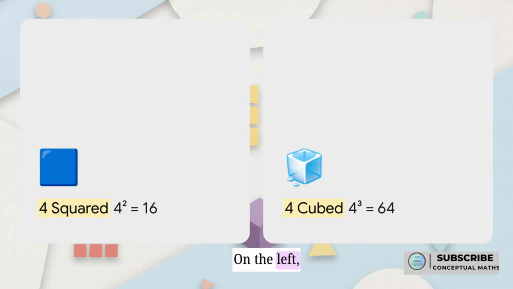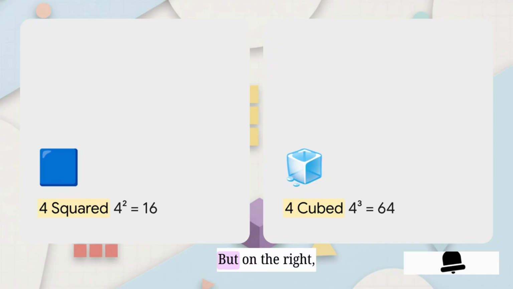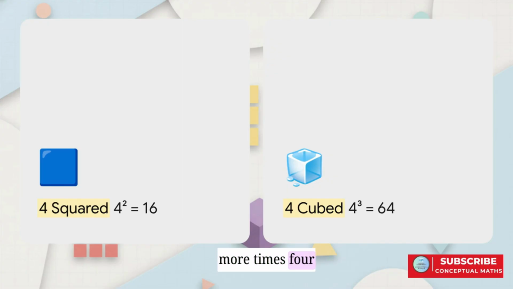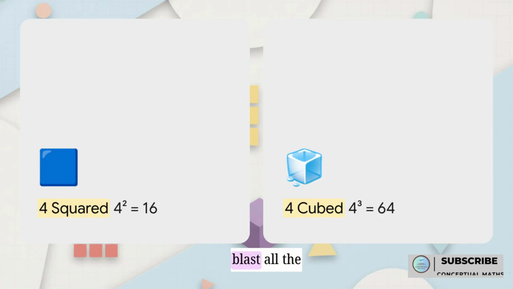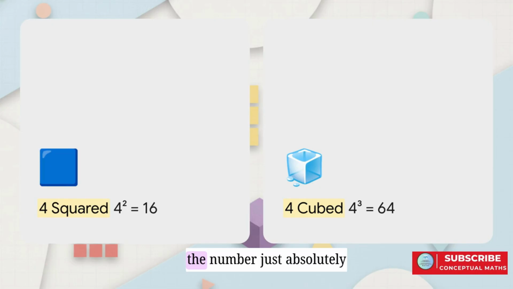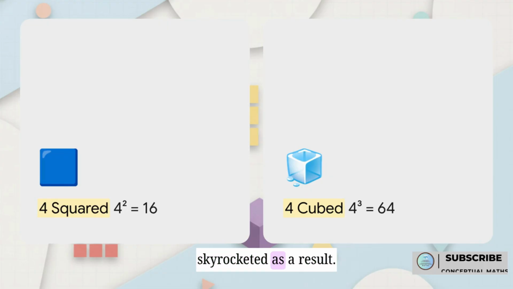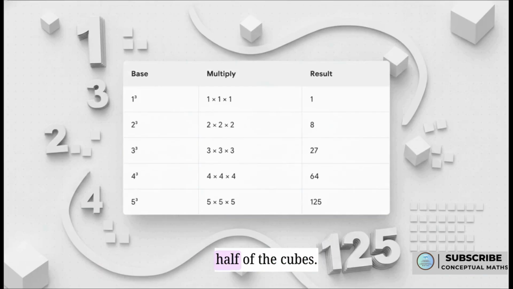Looking at them side by side brilliantly illustrates the massive difference just one extra multiplication makes. On the left, 4 squared gets us to 16. It's flat, it's a square. But on the right, you add just one more times 4 to the chain, and we suddenly blast all the way up to 64. We went from a flat 2D shape to a 3D block, and the number just absolutely skyrocketed as a result. Let's walk through the first half of the cubes.